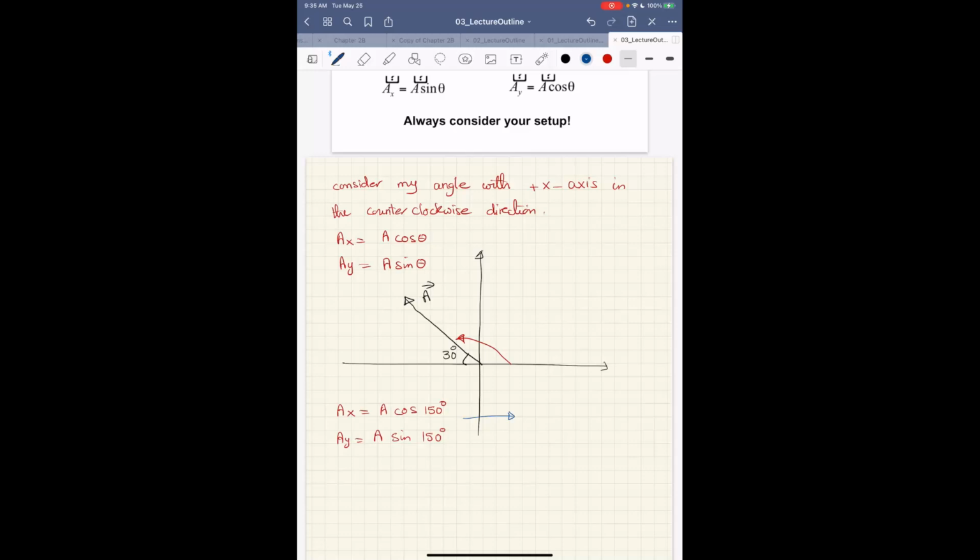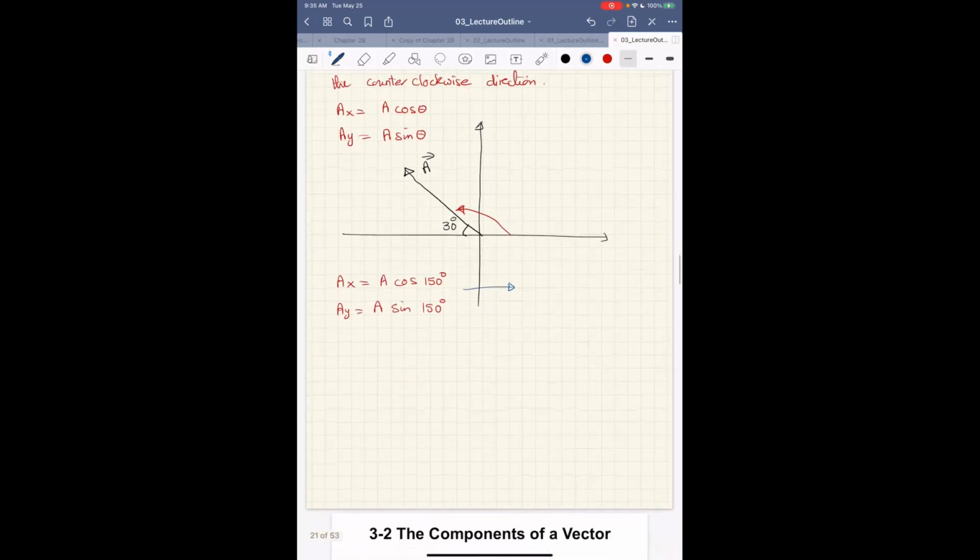Anytime you get your vector, wherever it is, and maybe this was given as 20, you want to consider this angle, which is going to be 270 minus 20, which is 250. But of course, you have the option to do whatever you like.